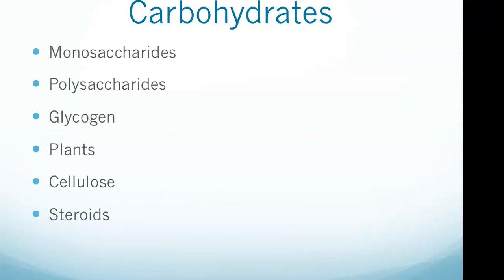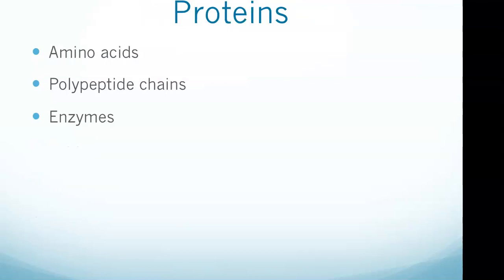Plants store energy in the form of starch. Starch is formed from the glucose polymers amylose and amylopectin, which can be broken down into glucose. Cellulose is found in the structural material of plants but is not digestible. Steroids are hydrophobic, which means they don't dissolve in water. Steroids include cholesterol and sex hormones, such as testosterone, that are made from cholesterol. Okay, so that's carbohydrates. So we'll jump into proteins now.